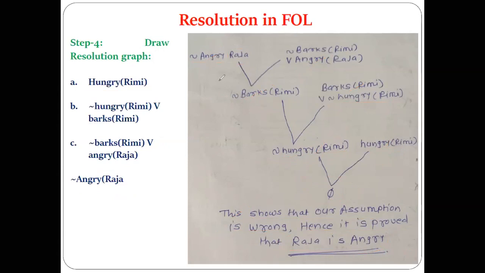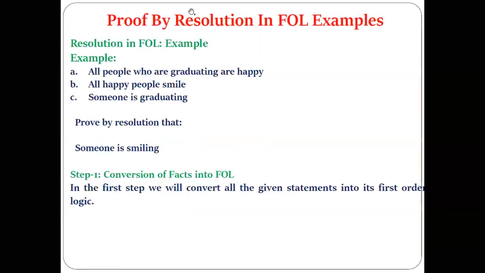So that is the reason it is called proof by contradiction. Because every time when we are solving this resolution graph, we are trying to see what its contradiction is like this, and accordingly we are solving this resolution graph and reaching a certain output. Understood this example? Let's see one more, which is also often asked.